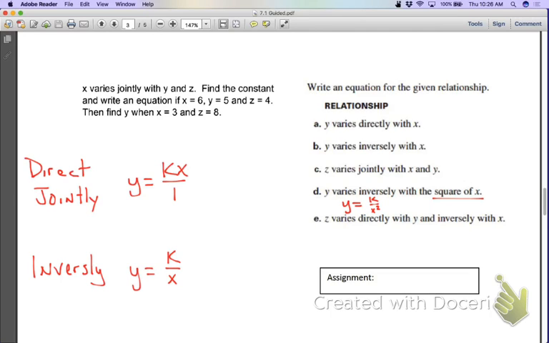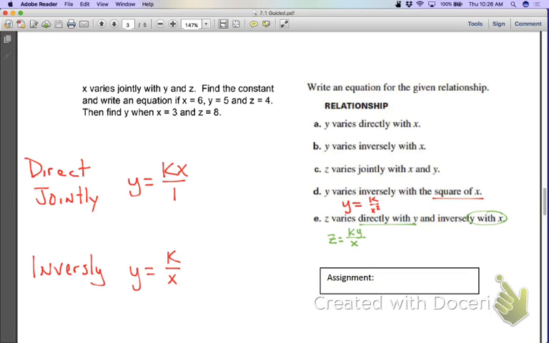Or like on E, where it says Z varies directly with Y. So where's Y going to be, on top or on bottom? If it's direct, it's on top. K is always on top. Y is on top. Where's the X going to go? On the bottom. Okay? So in terms of my fraction, K is always on top. Direct is always going to be on top, and inverse is always going to be on bottom.